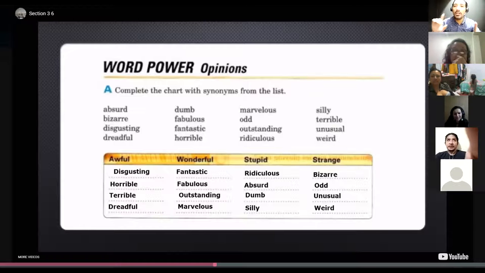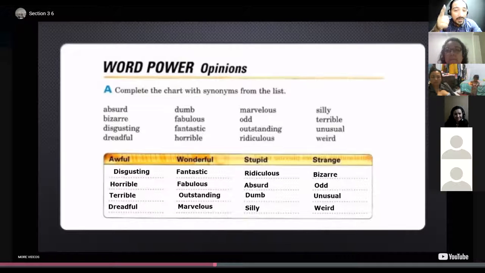Now, I have a mission for you. With these synonyms that you see here, you need to write sentences, but let's make it fun. I want you to narrate in groups something that happened to you. It could be something awful, something wonderful, something stupid, something strange. So select one situation.